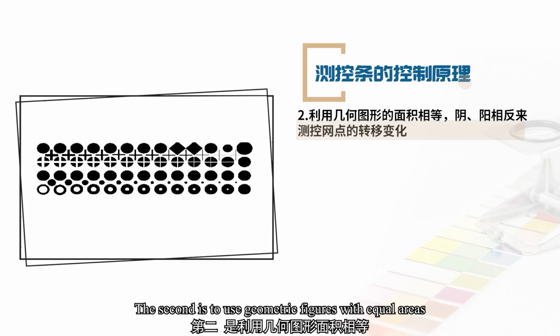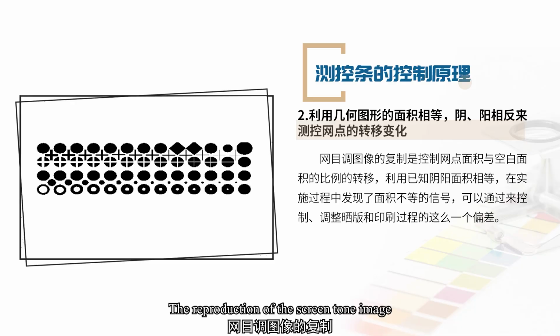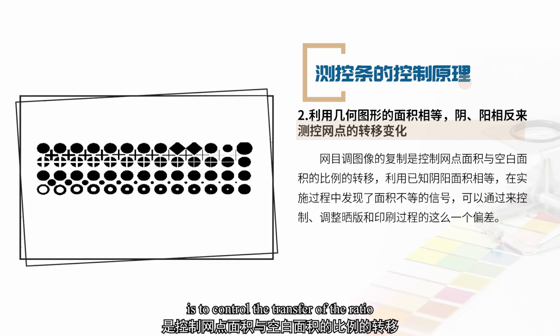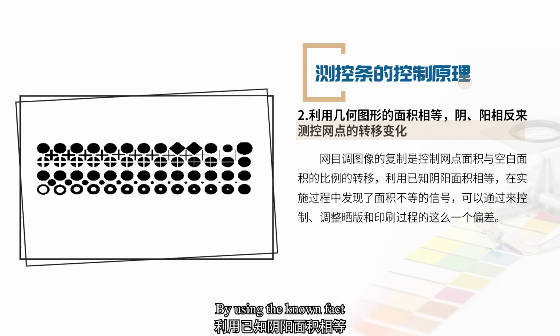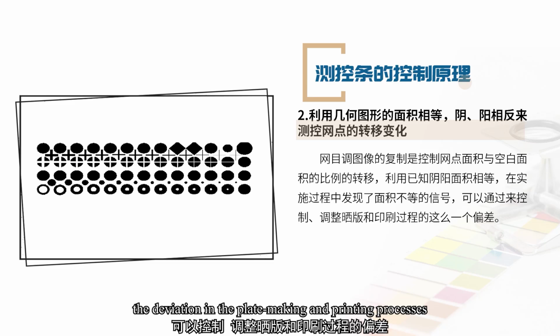The second is to use geometric figures with equal areas and opposite positive and negative to measure and control the transfer and change of dots. The reproduction of the screen tone image is to control the transfer of the ratio between the dot area and the blank area by using the known fact that the positive and negative areas are equal. When a signal of unequal areas is found during the implementation process, the deviation in the plate making and printing processes can be controlled and adjusted.